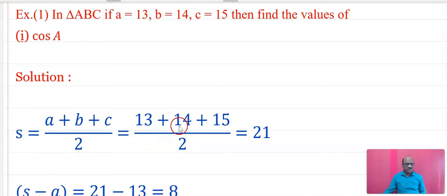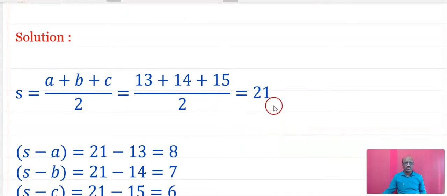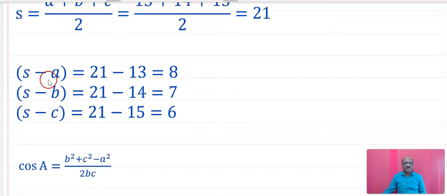Therefore, s equals (13 plus 14 plus 15) divided by 2, which is equal to 21. Therefore, what is s minus a? 21 minus 13, that is 8. s minus b, 21 minus 14, 7. s minus c, 21 minus 15, that is equal to 6.